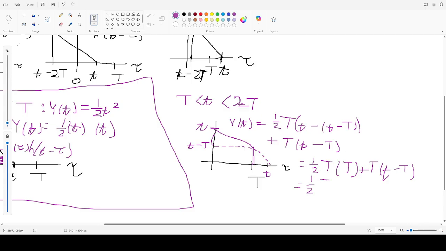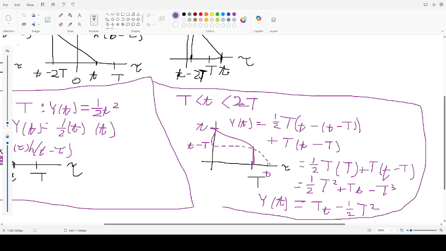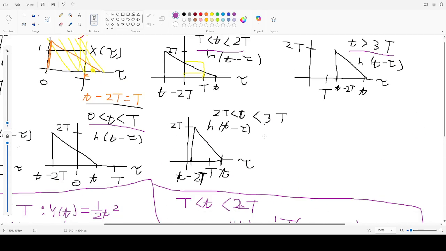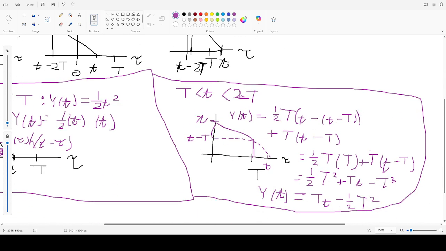1/2 big T squared plus big T little t minus big T squared. So y of t there is big T little t minus 1/2 big T squared. Whoops, that's not what I want to do. Where's my cursor? That's that case done. One more case because we already did the final case. So we need the case where t is between 2T and 3T.